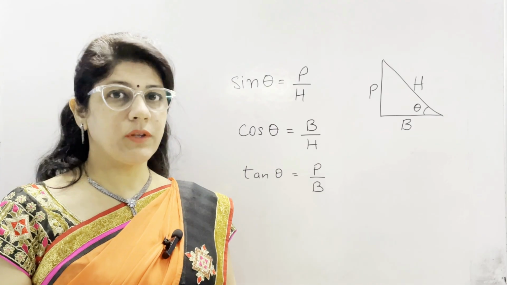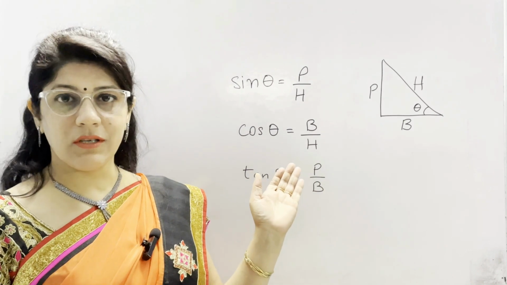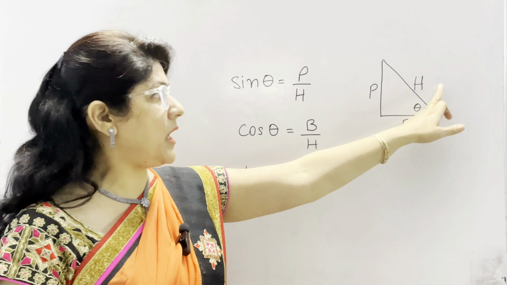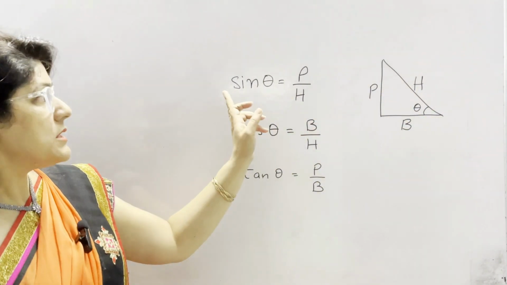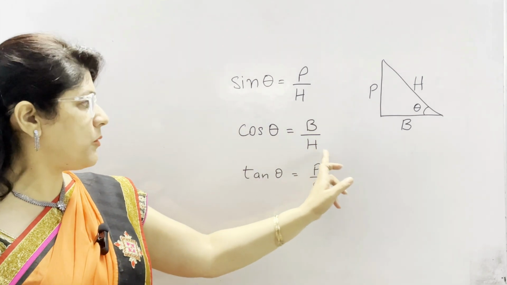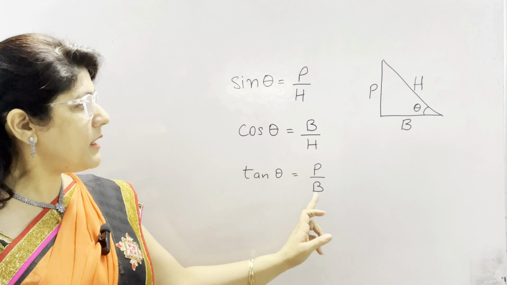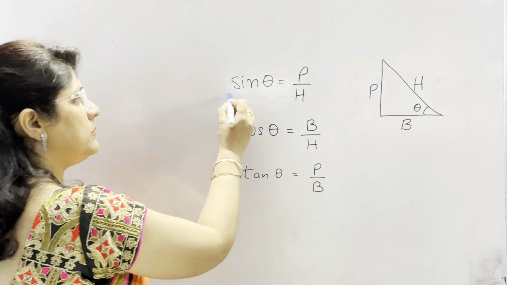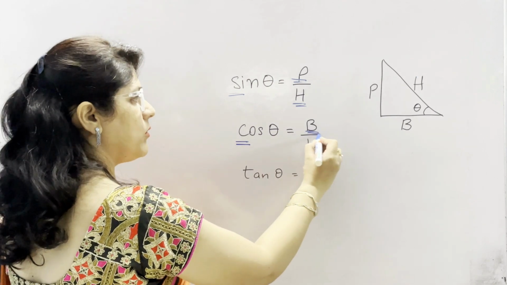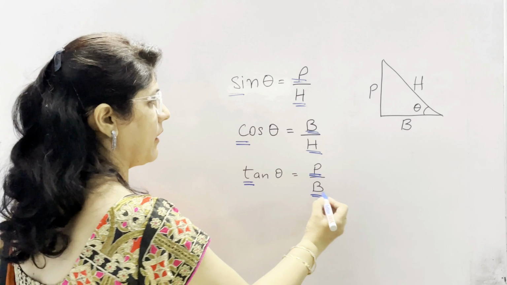Before I start solving the questions, I just want to assure that you should know these fundamentals of heights and distance. This is perpendicular, this is base, and this is hypotenuse. So, sine theta is equal to P upon H, cos theta is equal to base upon hypotenuse, tan theta is equal to perpendicular upon base. And you can learn this by "some people have curly brown hair that turn permanent black."